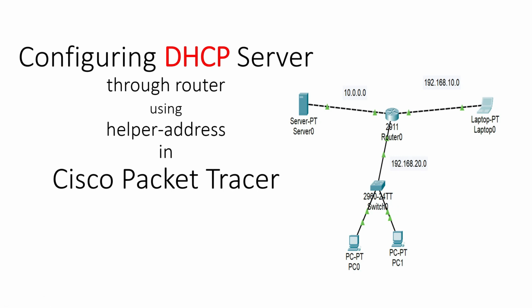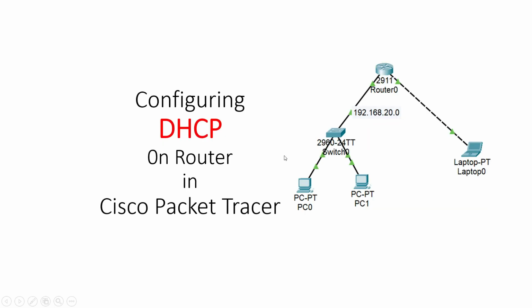Hi everyone. So in this video we are going to see how to configure a DHCP server using a helper address. Already we have discussed how to configure DHCP on a router. That means the router can act as a DHCP server. When I say DHCP server, it means it has the capability to assign IP addresses dynamically.